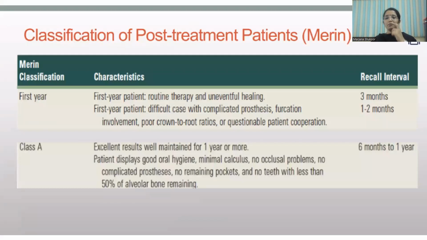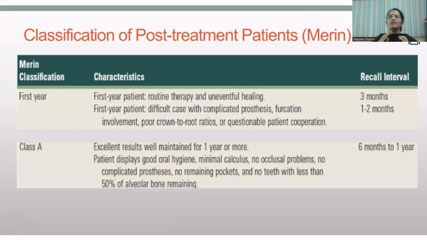Coming on to the most important question in SPT, Merritt's classification. This is the classification of post-treatment patients, wherein any patient who is undergoing periodontal treatment will be placed as a first-year patient. After that first-year patient, you will be classifying the patients as Class A, Class B, and Class C.